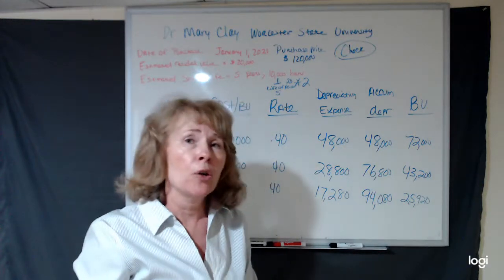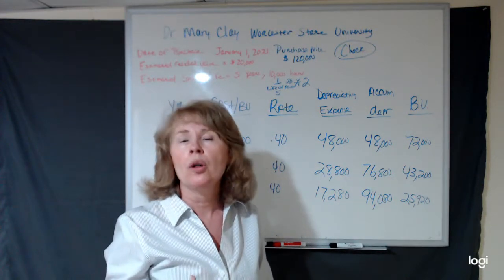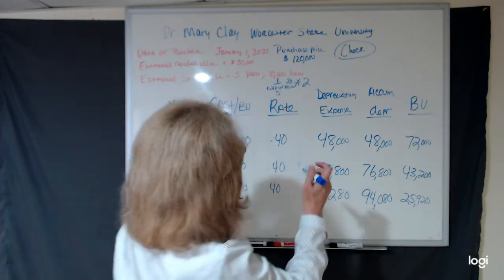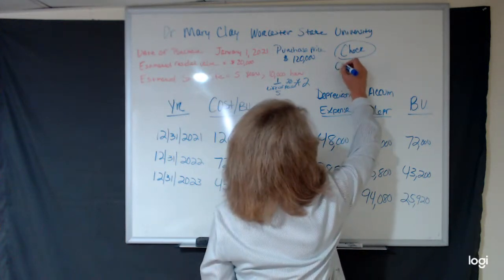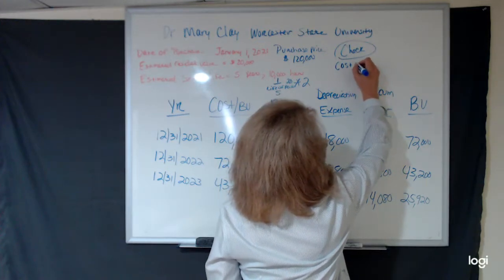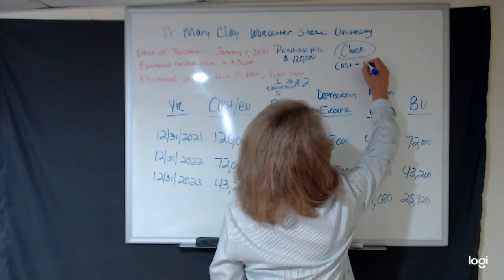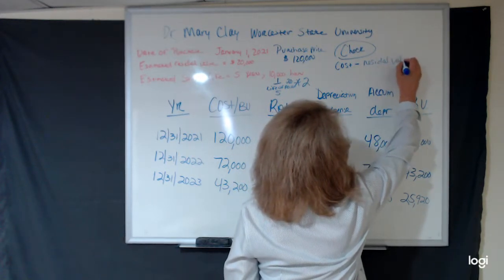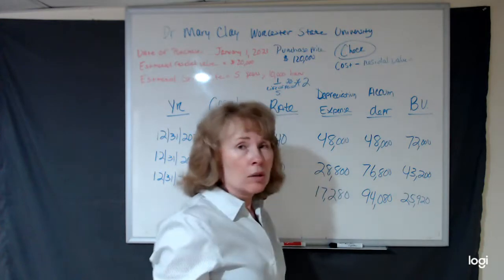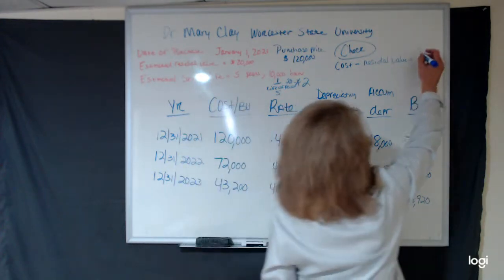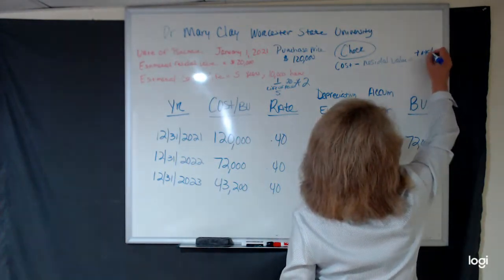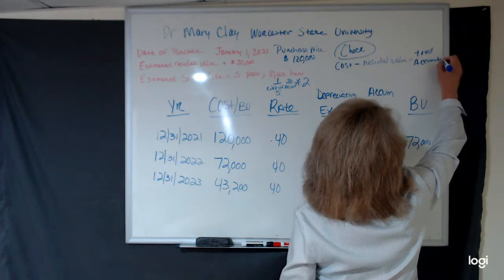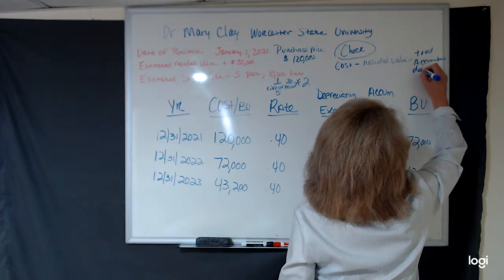What I'm going to show you is we're going to figure out the total accumulated depreciation. Here's how we're going to do that. We're going to take the cost minus the residual value. This equals the total accumulated depreciation. Oops, running out of room.